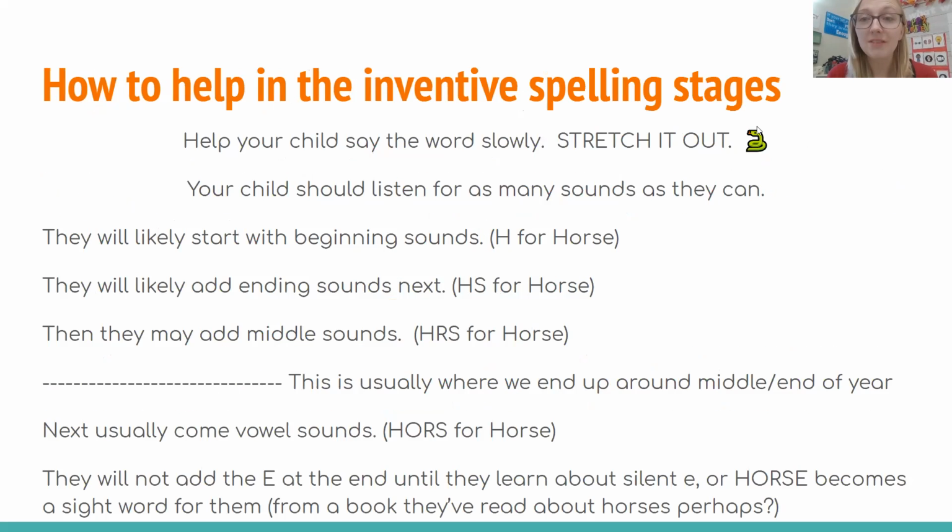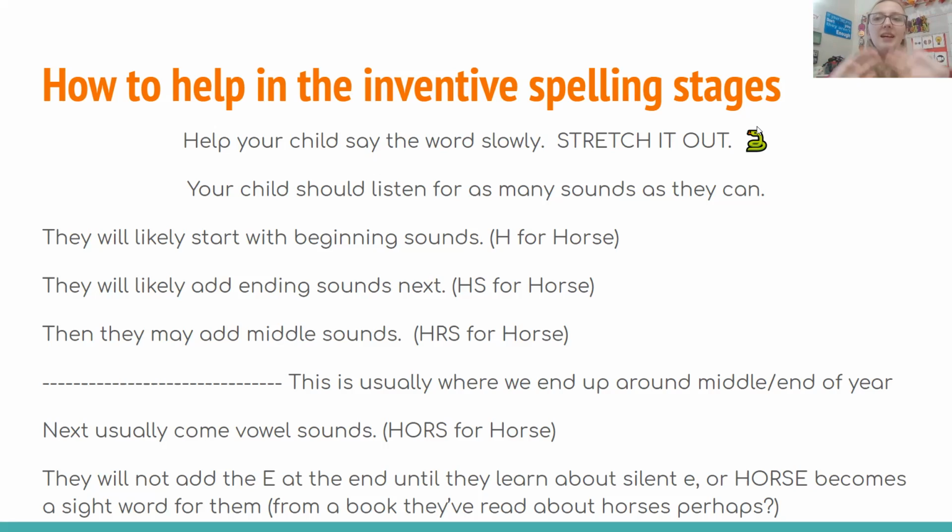So how to help with inventive spelling. Have your child say the word slowly. Stretchy snake, stretching the word out. Your child should listen for as many sounds as they can. Now remember, I only expect them to write sounds that we know, that we've learned. If I haven't learned about the letter H, I don't expect everyone to write an H for horse. They might just write S, because S is what we've learned, and they know S, S, S, S.